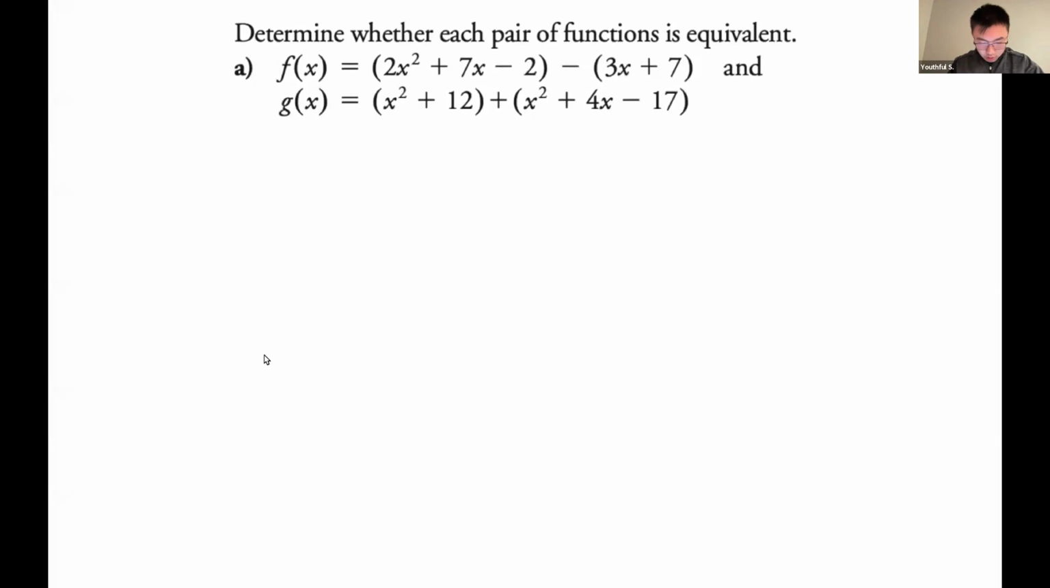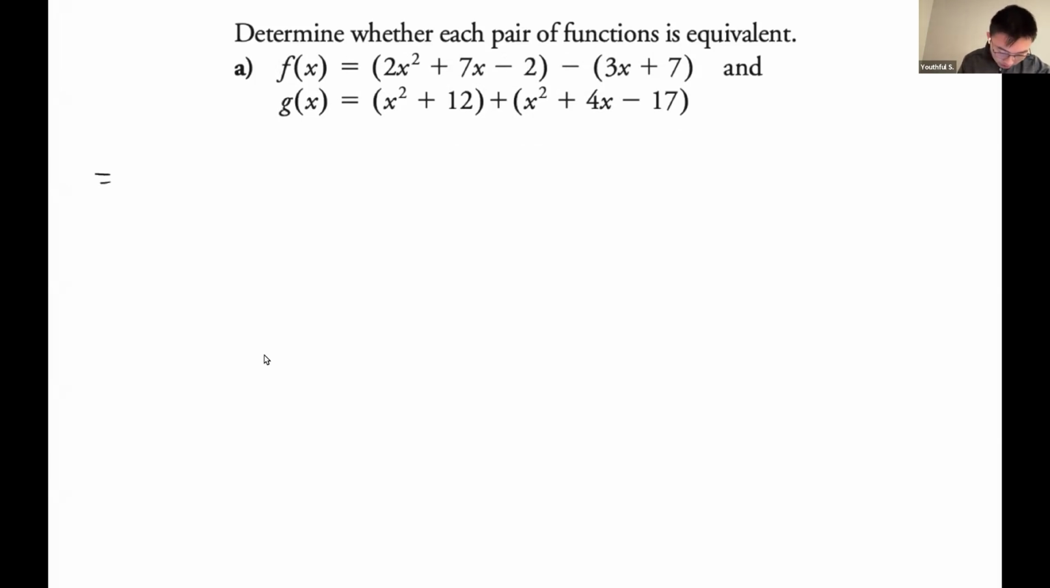So here's another one. Determine whether each pair of functions is equivalent. This is a little bit different. You could simplify both f of x and g of x. You can subtract these and combine, and add these, and then see if the results are the same. So that's the first way. We could do it the first way.